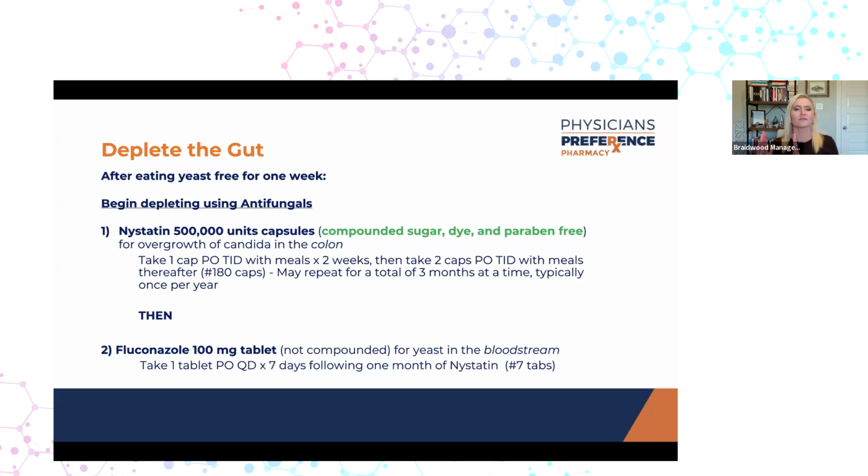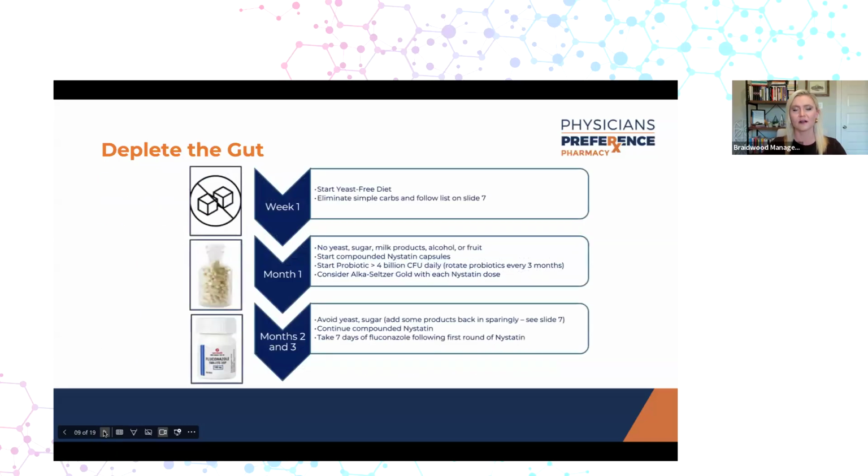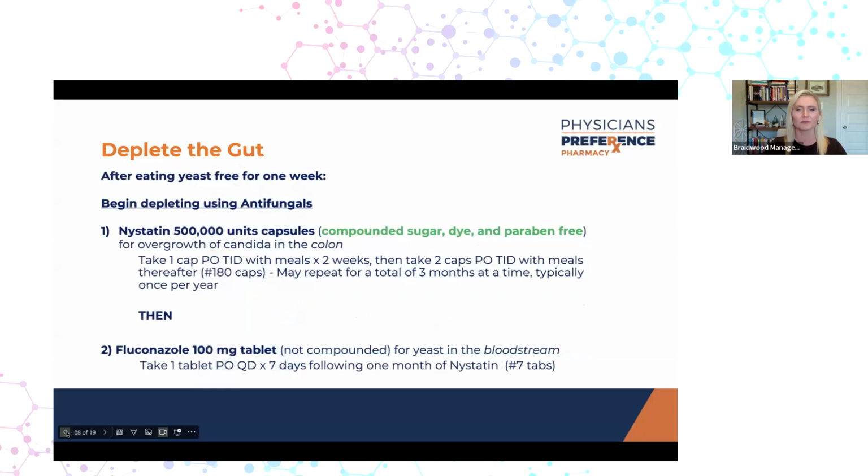So this way we are covering the GI tract with the nystatin, and then we're covering the systemic yeast overgrowth that has leaked out from the gut into the blood. So we cover everything, and they just do one tablet daily for 7 days. And this is not overlapped with the nystatin. So we go nystatin, fluconazole, nystatin. And the fluconazole is not compounded. It's just your traditional 200 milligram, 100 milligram Diflucan.